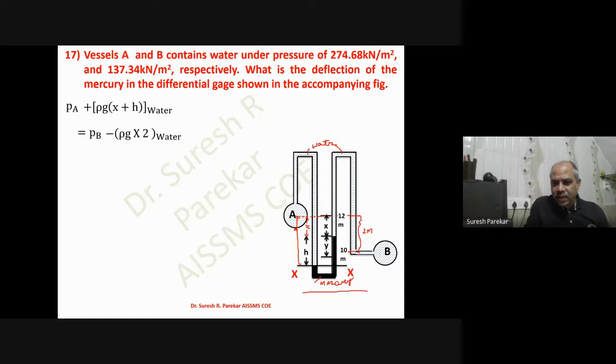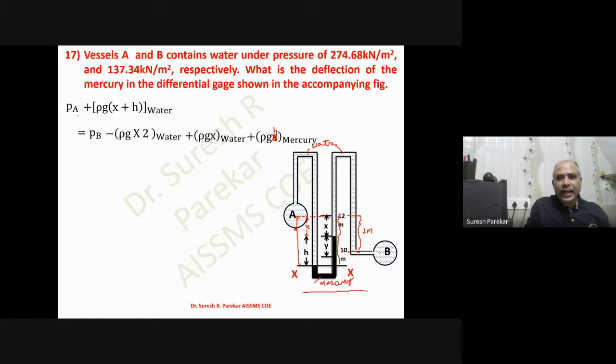So we have to consider this distance first, which is x. And then we have this distance, that is going to be h. So we have x plus h, and then this x is of water and this h is of mercury. So plus rho g x of water and plus rho g h of mercury. And then we are interested to find the value of h. Now we will substitute values.